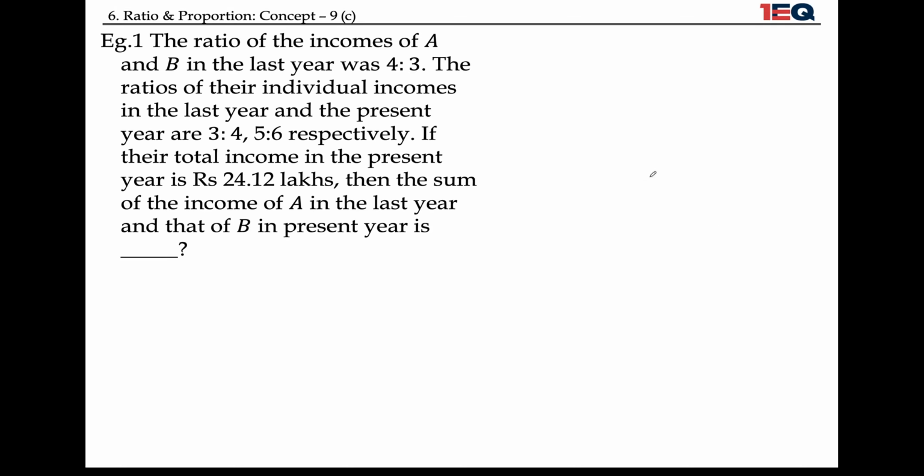So now this is the real question which we were talking about. The ratio of the incomes of A and B in the last year was 4 is to 3. Okay, so this is A and this is B. I'll say old and I would say new. So the old thing between A and B was 4 is to 3, the ratio of the individual incomes of the last year.